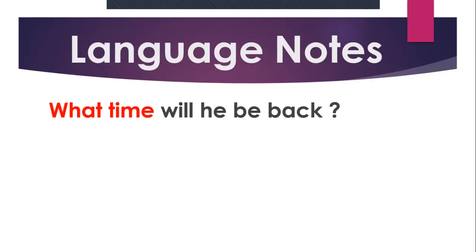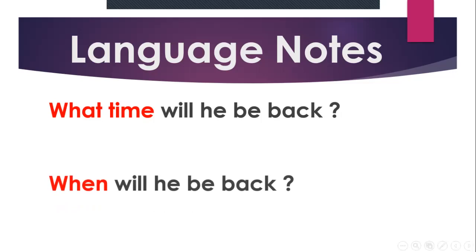If I want to ask about time, we can ask with the question words what time. What time will he be back? And also we can use the question word when to ask about time. When will he be back? This means that to ask about time, we can use the question word what time or the question word when.